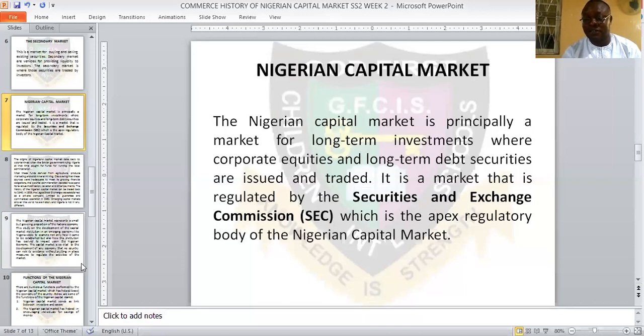The trade we are talking about here is the buying and selling of securities. Whatever anything they want to do, the Nigerian capital market is regulated by the Securities and Exchange Commission. This Securities and Exchange Commission is the apex regulatory body of the Nigerian capital market. They are the apex, so they regulate whatever securities, whatever investment, whatever buying and selling of shares, and so on. They are the ones that regulate all this. So that is for the Nigerian capital market.